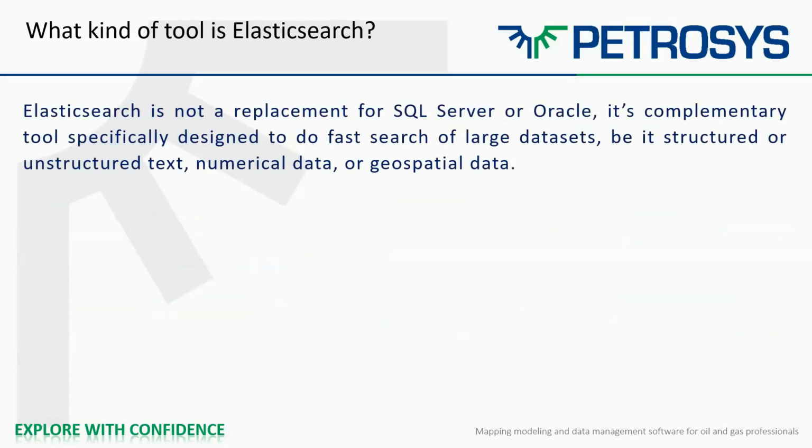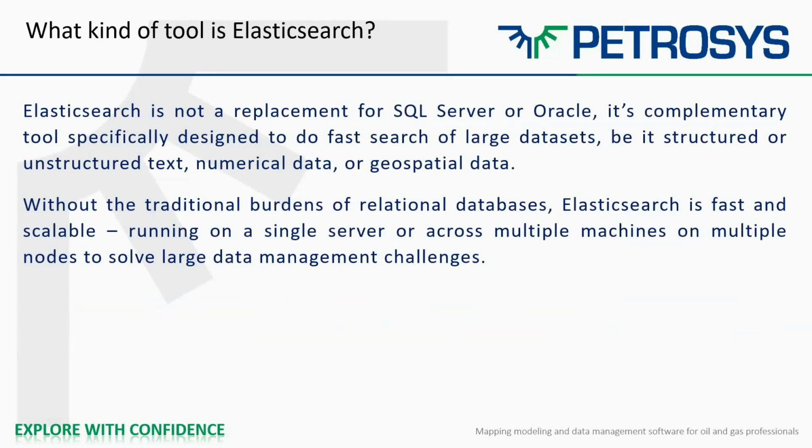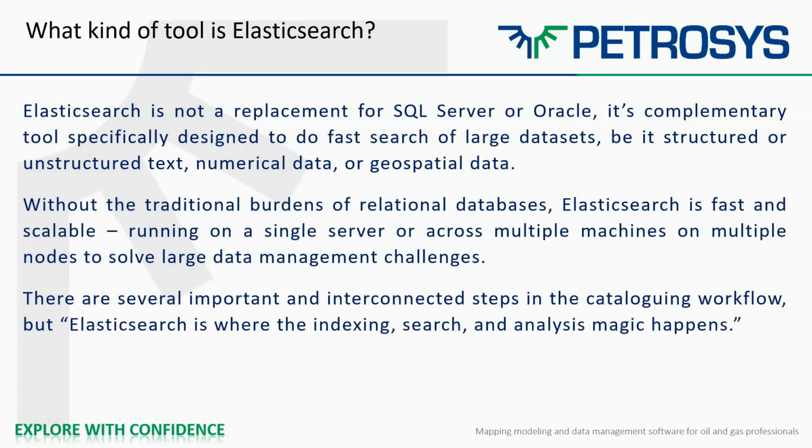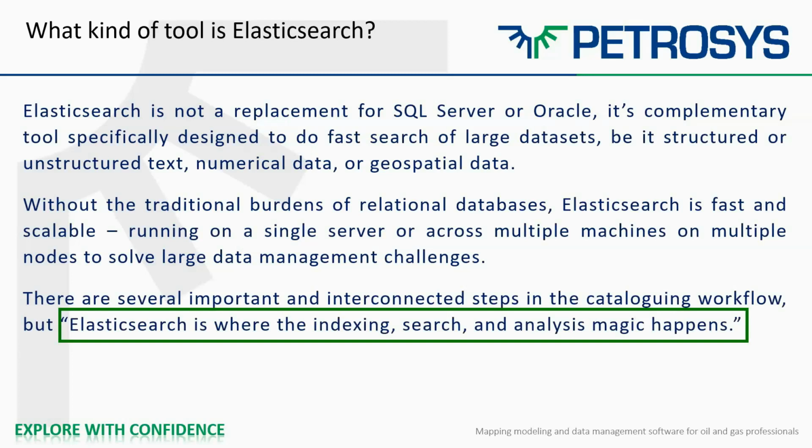What kind of tool is Elasticsearch? It's a complementary tool intended to work with some of the solutions that you may already have in-house. It's not a replacement for SQL or Oracle, but it's specifically designed to do fast search of large data sets, be it structured or unstructured text, numerical data, or geospatial data. It is written without the traditional burdens of relational databases. Elasticsearch is fast and scalable, running across multiple machines on multiple nodes, and it can solve small or very large data management challenges. There are 3 stages to the workflow we will present, but in summary, and in Elastic's own words, Elasticsearch is where the indexing, search, and analysis magic happens.